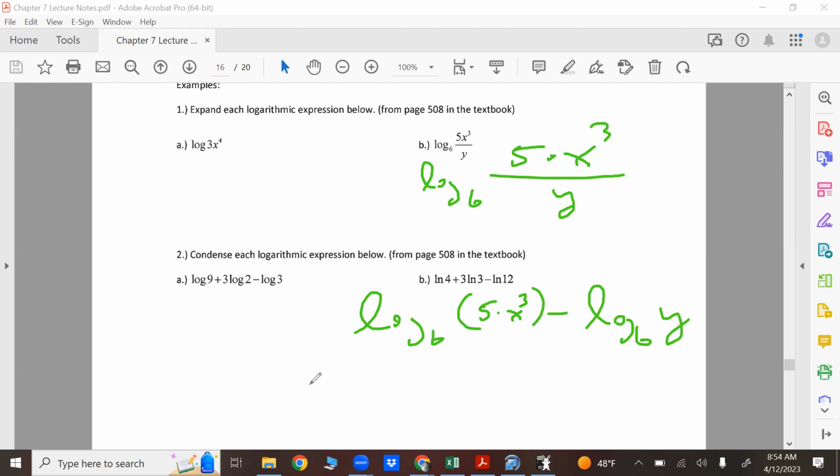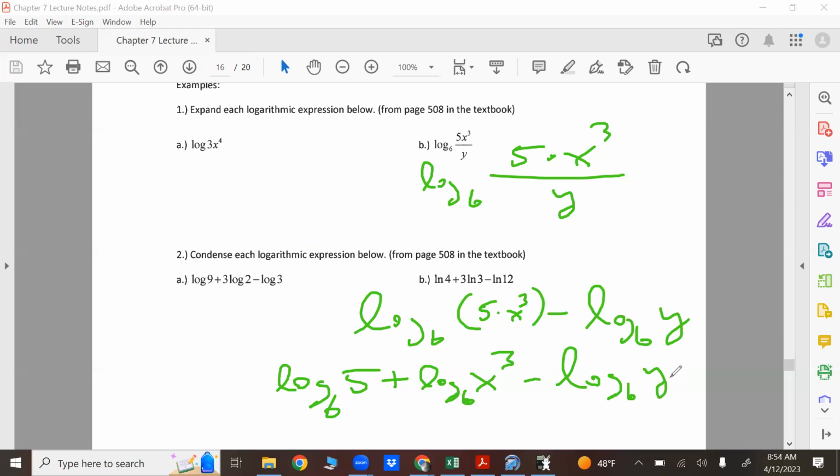Then next up, I have to break apart the 5x cubed. How do I do that? Plus log base 6 of x cubed. Because that's a product, you break it as an addition. 5 times x cubed is a multiplication, so you break it as addition. And then lastly, the 3 rolls to the front. Why? Because it's a power. That's one of the rules.